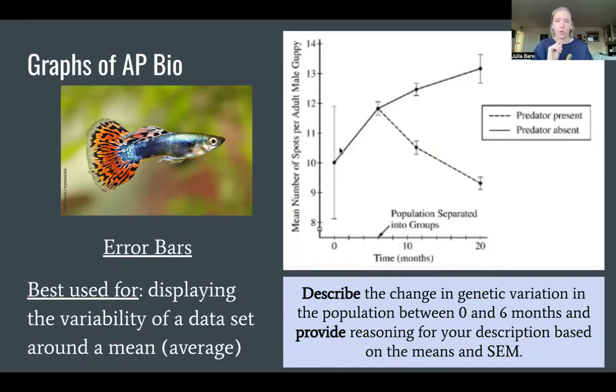Now, this is a little tricky, so I'm going to give you some time to do it. I want you to take some time to work on this and pause the video to answer this question. I want you to describe the change in genetic variation in the population between 0 and 6 months and provide reasoning for your description based on the means and the standard error of the means. Describe the change in genetic variation in these populations between 0 and 6 months.